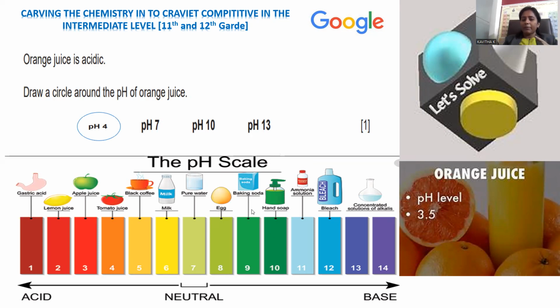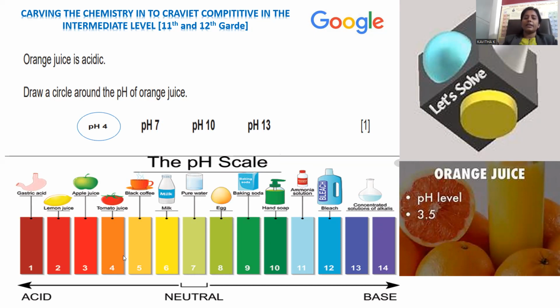If you see, pH 9 is baking soda. It is also used for washing purposes. Hand soap, that is whatever we are using as a hand wash, that can be accompanied with the pH 10. Ammonia solution, which is used to clean the floor, no. Bleach, this is also used to remove stains, so pH 12 can be assigned. And this is the concentrated solution of alkali. Concentrated alkali solution if taken, that is 13-14 will be there.